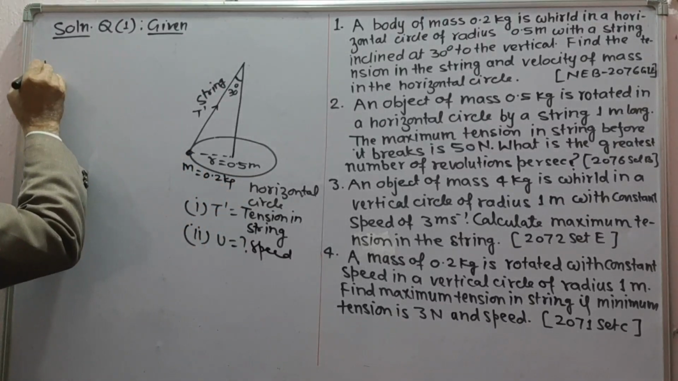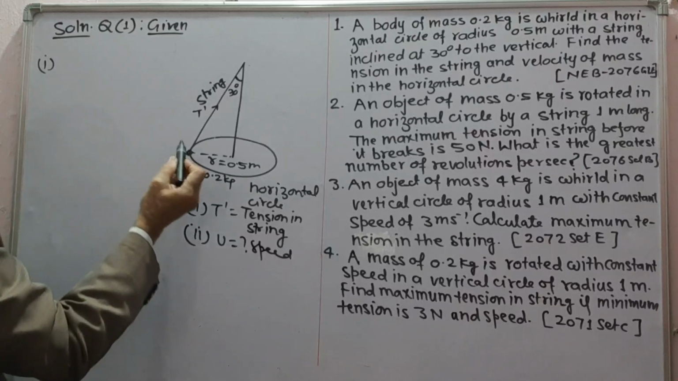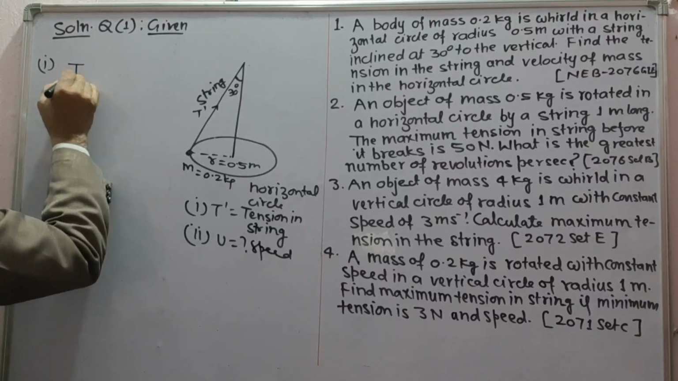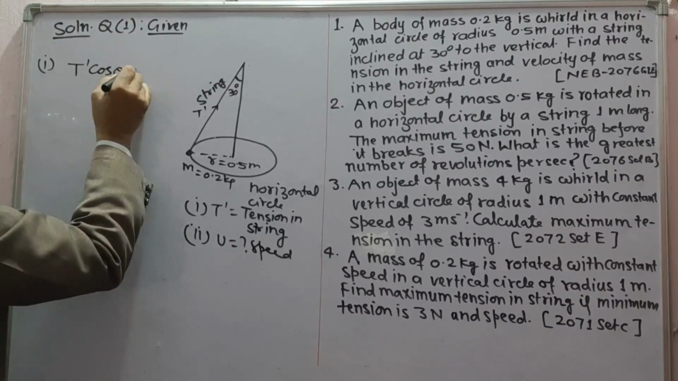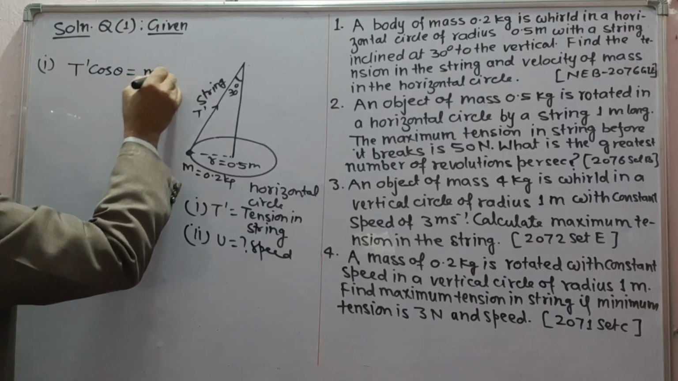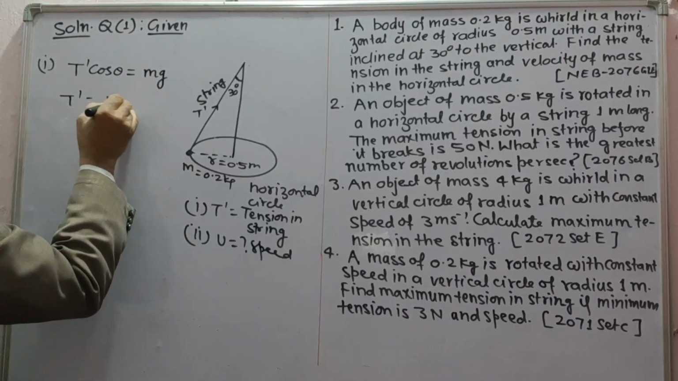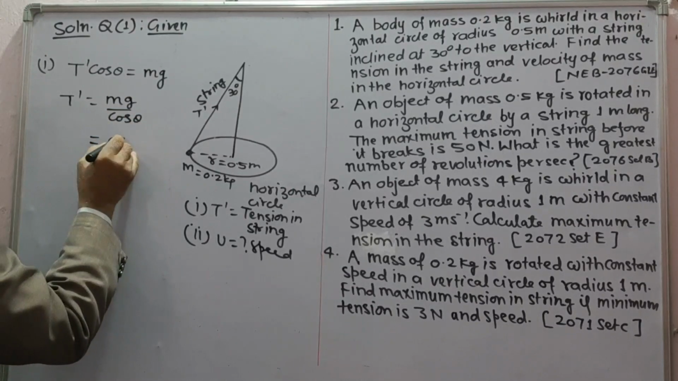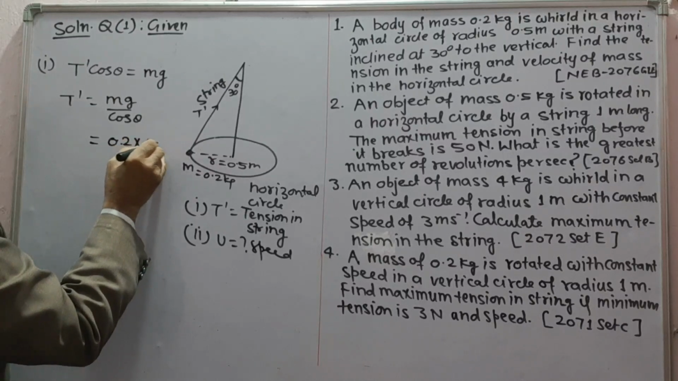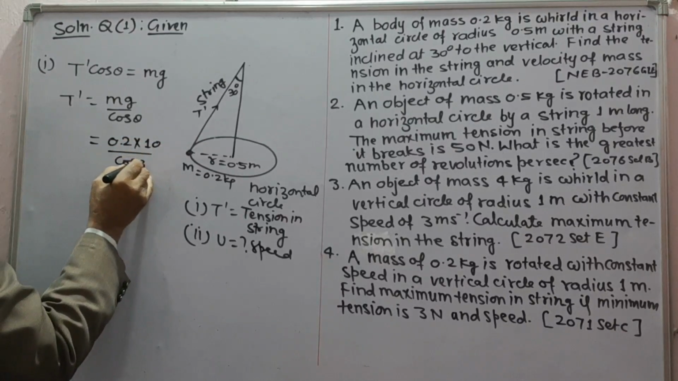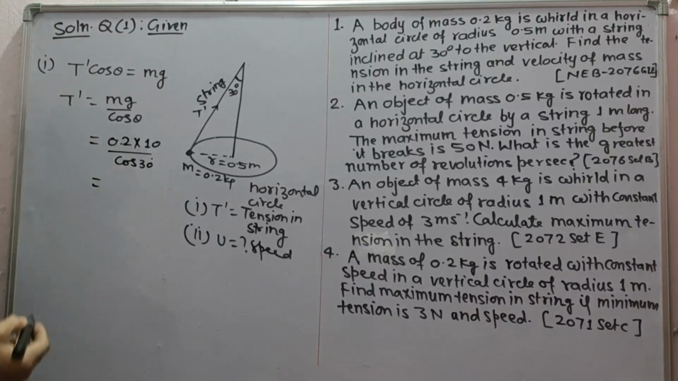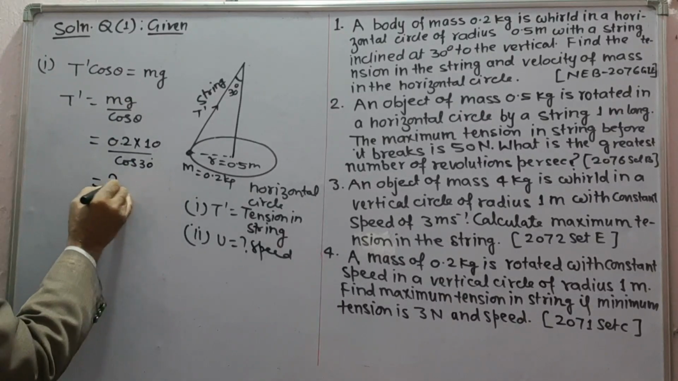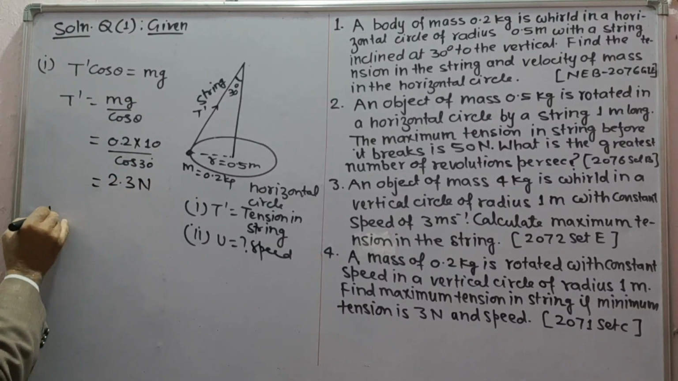Now solution. First part. In this case, vertical component of tension T dash will balance mg. Therefore, T dash cos theta will be equal to mg. T dash will be equal to mg upon cos theta. M is 0.2, g is 10 and theta is 30, which gives tension 2.3 Newton.